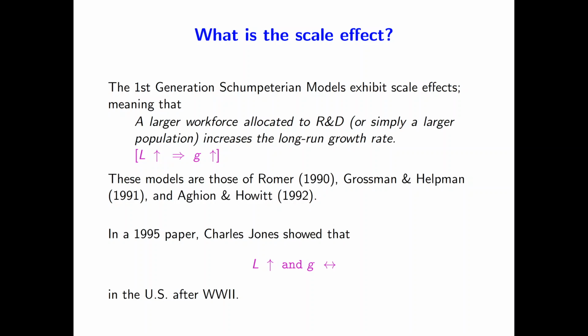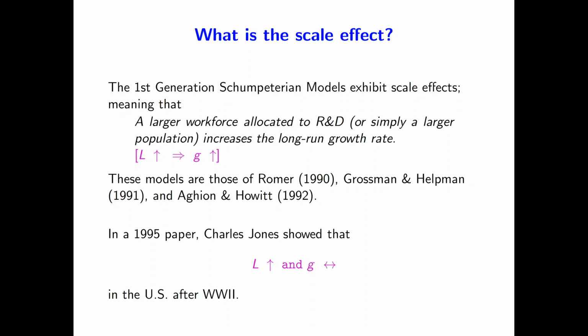The three most important models of this class are those of Romer, Grossman and Helpman, and Aghion and Howitt, as we know. And in a 1995 paper, Charles Jones showed that this is not true in reality. So he looked at the U.S. data, the workforce employed, basically scientists and engineers allocated to R&D, and that of course increases in the post-war era in the U.S. But per capita GDP growth rate is largely stable in the same episode. All right, so that's the scale effect problem.